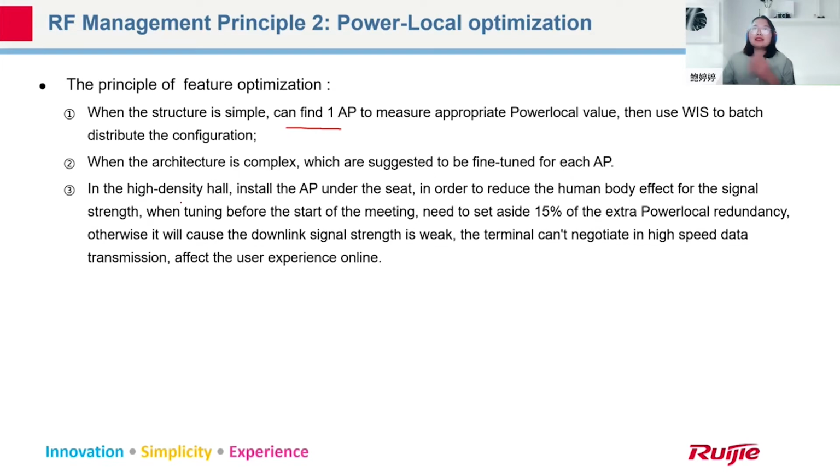And in a high density hall, where the AP is stored under the seat, in order to reduce the human body effect, because the human body has lots of water, we have to tune before the start of the meeting and reserve 15% of extra power level. Because in your high density scenario, everyone has a seat and the power will be reduced a lot. So in this scenario, we have to set aside 15% of extra power level redundancy. So this is a suggestion.